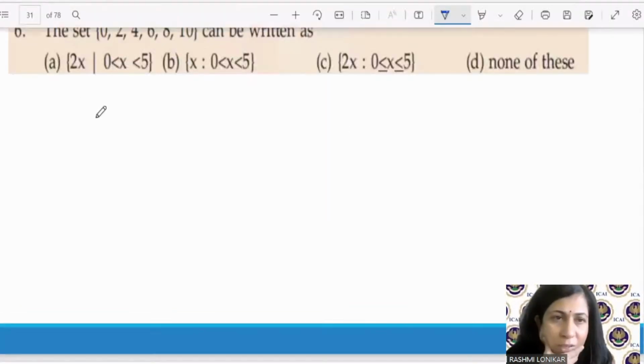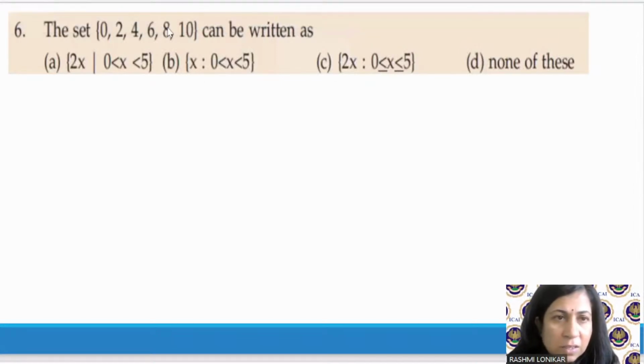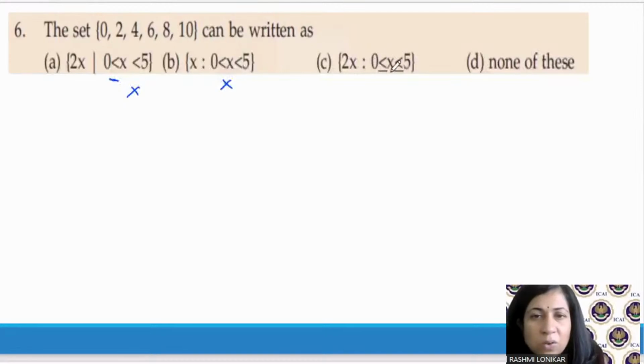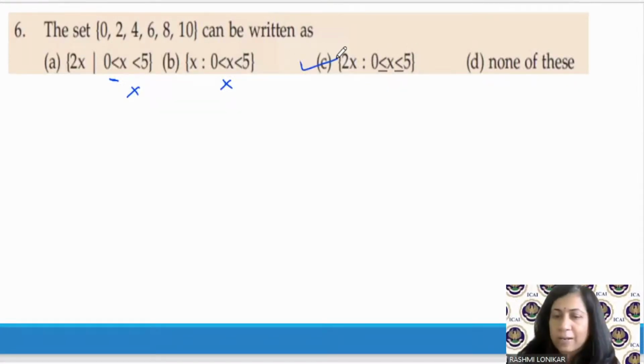The set 0, 2, 4, 6, 8, 10 can be written as. What are these? These are even numbers. So 2x is such that, now this is not the answer. This is also not the answer, because x is not even. So this is also not. 2x with 0 less than or equal to x less than or equal to 5 will be your correct answer.